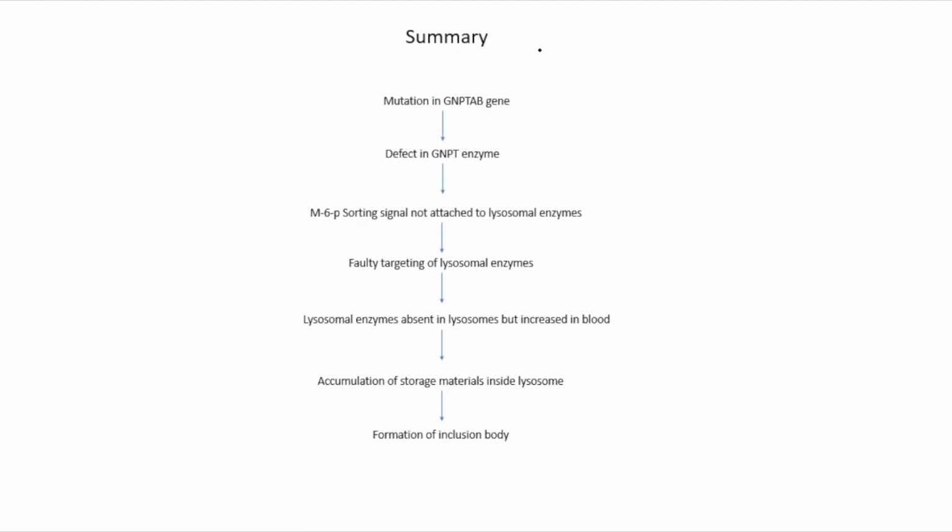Mutation in the GNPT-AB gene is the starting event, which will result in a defect in the GNPT enzyme. The enzyme will be absent. The mannose 6-phosphate sorting signal cannot be attached to lysosomal enzymes. This leads to faulty targeting of lysosomal enzymes. They will be absent in lysosomes, but their levels will increase in blood and urine, as a result of which in cells there will be accumulation of various storage materials like cholesterol, phospholipids and sphingolipids, and this will lead to formation of inclusion bodies found inside cells. So this is the summary.